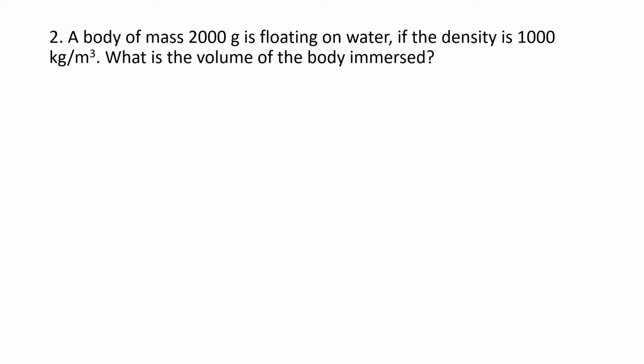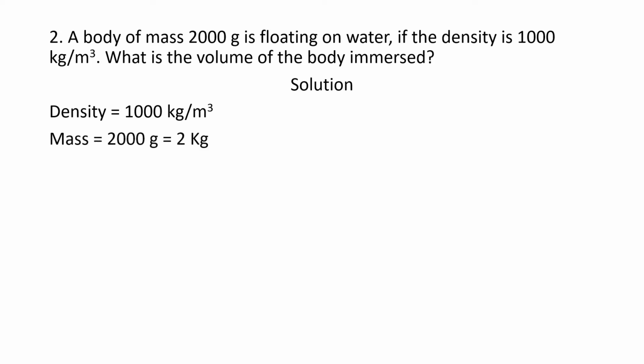Good. So let's look at the solution. So we go to our formula. Density equals 1000 kg per meter cube. It has already been given. Then the mass is 2000 grams. Take note, the unit for density is in kilogram per meter cube, not in grams. So the best thing for us to do is to change the unit of mass from gram to what? Kilogram.